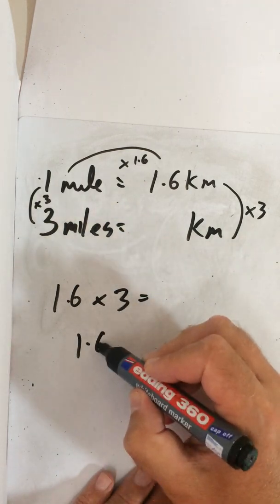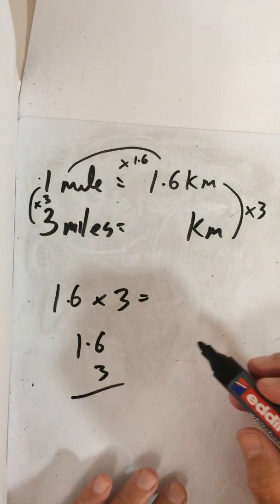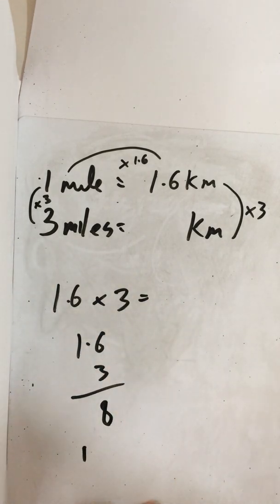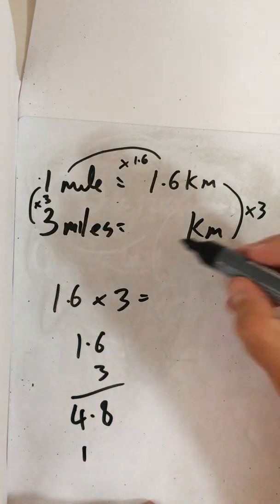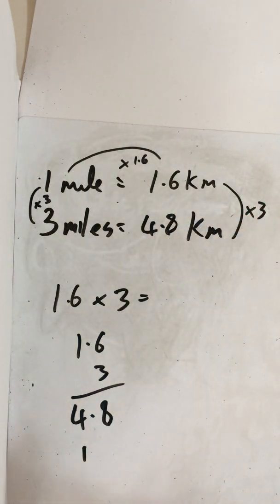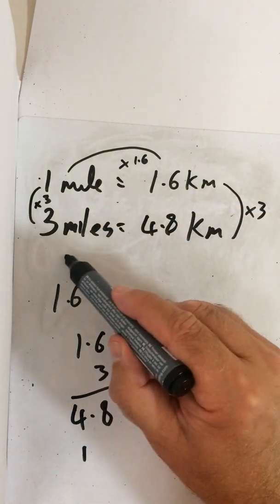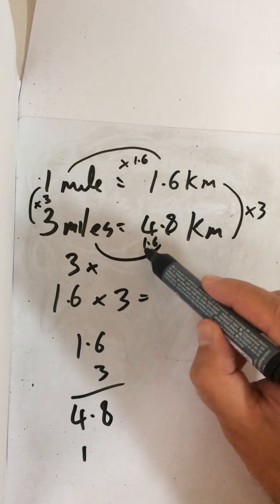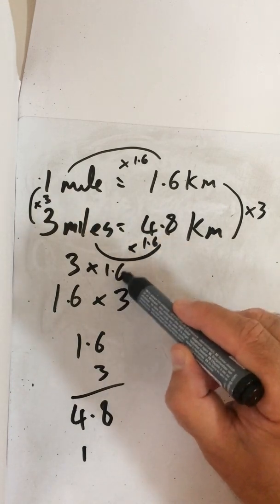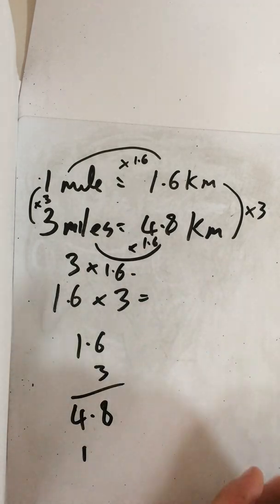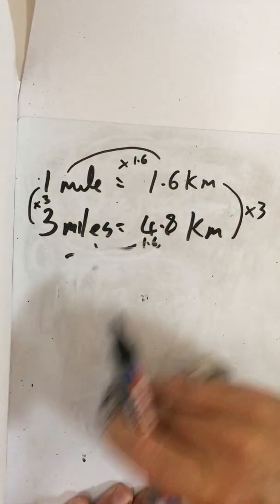If I need to do a little written method, I can. 8, carry the 1. 1 times 3 is 3, and 1 is 4. 4.8, so 4.8 kilometers. And I'd do the same if I went in this direction, 3 times 1.6. Oh, yeah, same question, same calculation, isn't it? Right, let's look at another one.